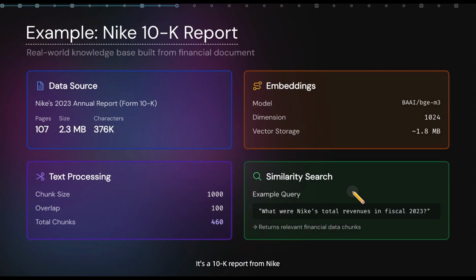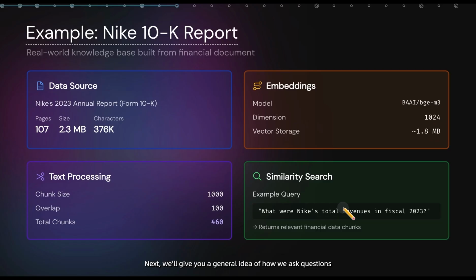It's a 10K report from Nike. You can download it using the link above, and you can practice with this document locally on your own. Now, let's also show everyone a general overview of the current data situation, including the total file size, the storage size after vectorization, the vector model we used, the chunking method, the chunk size, the overlap, and finally, the total number of chunks we generated.